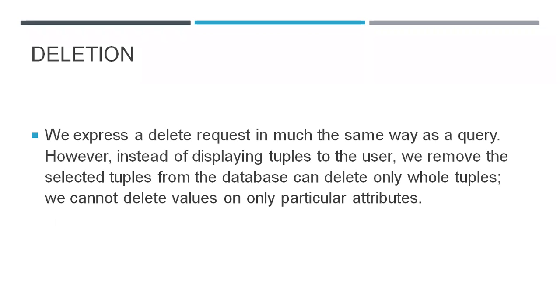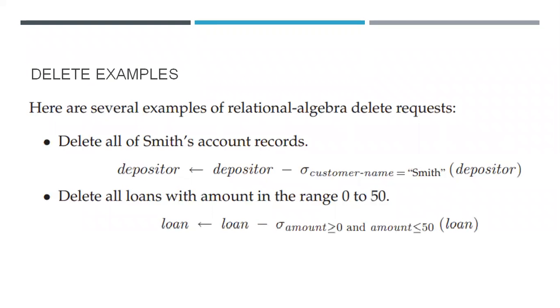Tuple means record. Suppose we have a bank record wherein we have the name of the customer, account number, balance, and the branch city. If we have these four columns, we can delete the whole record of a particular customer. We cannot delete only the branch, or only the account number, or only the name. We can delete the whole tuple. Here you can see the example.